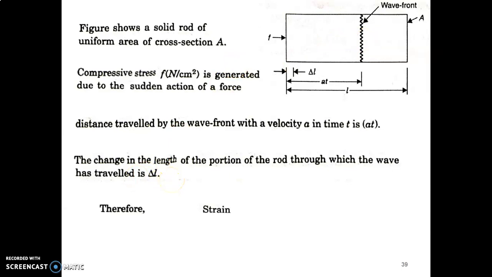Now, therefore, the strain value. We have the change in length by the original length. We will consider the length only up to the current position of the wavefront. Therefore, we will not take the entire length L. Now the wave has traveled only up to this point, so the length up to the current position is a t. We have discussed this before. a t is the current length of the rod up to which the wave has traveled, so that is taken as the original length. Therefore, the change in length is delta L, and strain is change in length by original length, delta L by a t.